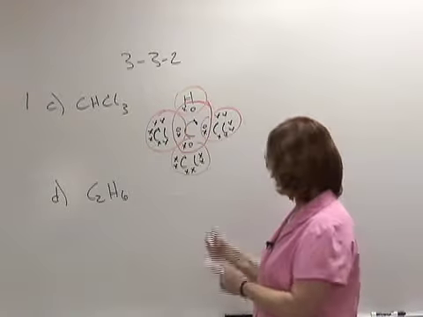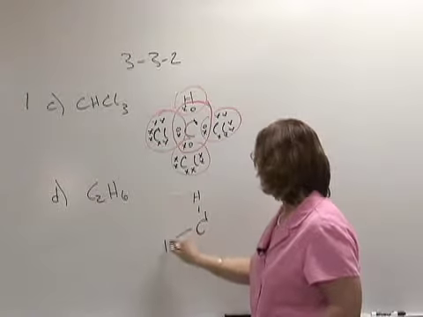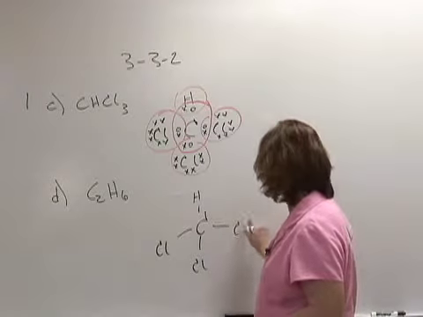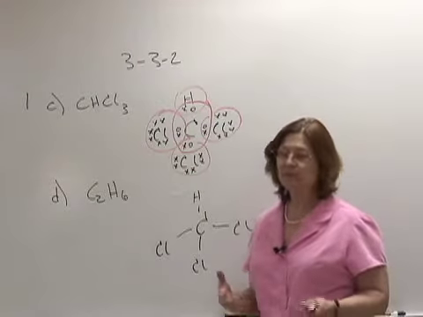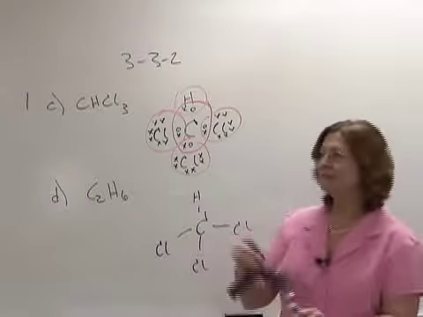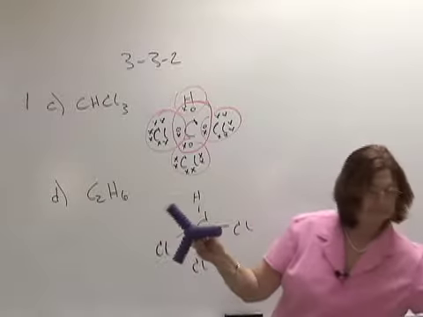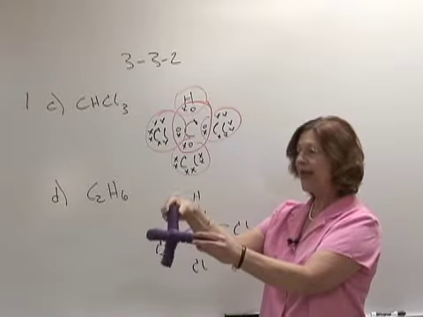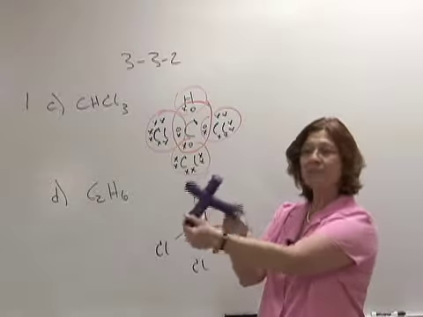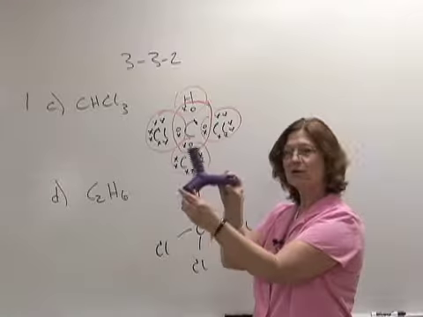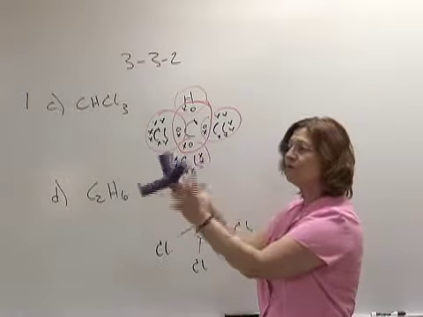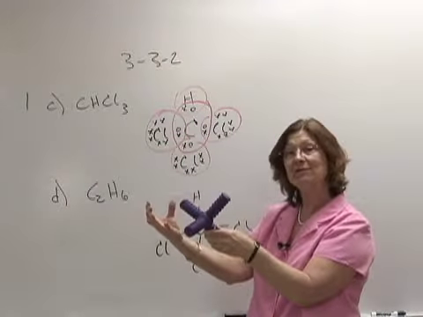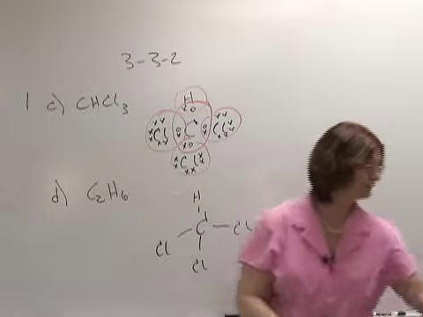Now, when I draw the line structure, it looks like a square. However, in reality, this molecule is a tetrahedron, and the chlorine atoms are on three sides of this molecule and the hydrogen is on one side. They're not opposite of each other. You can turn this any way, and they are not opposite each other. But three of them are chlorine, so they're very electronegative on that chlorine side, pulling for those electrons. The hydrogen is relatively positive in comparison, and therefore this molecule is polar.